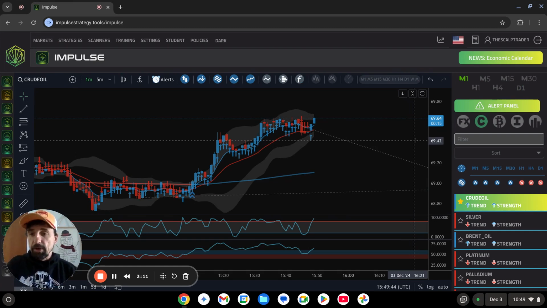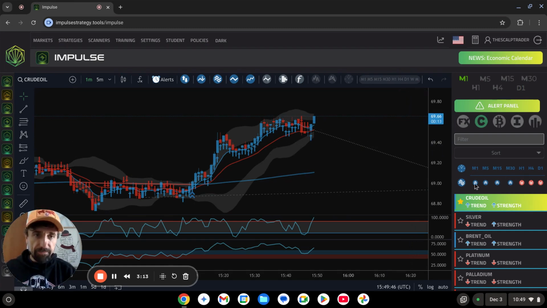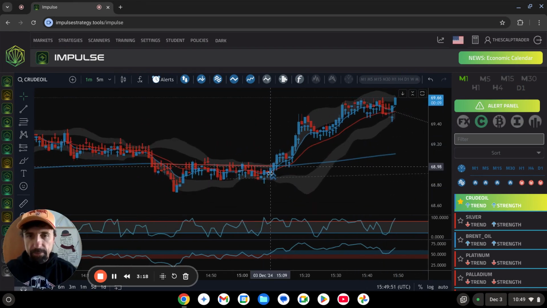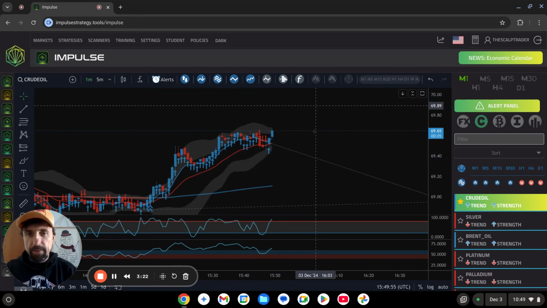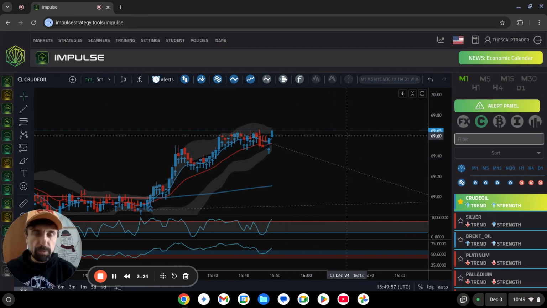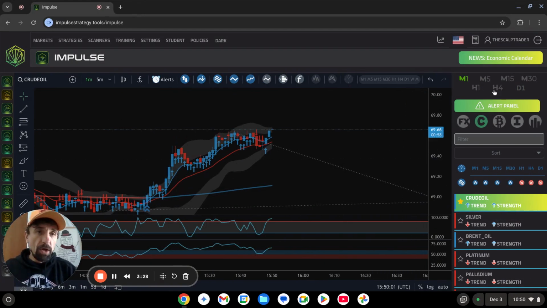But essentially, this would be a no-go, because it's not aligning from the 1 minute to the 1 hour. There are little discrepancies there, but the trend is up. What I'd be waiting for is a pullback and then that move back up. It's really pretty simple. But again, this is a no-go because that 1 hour isn't there.